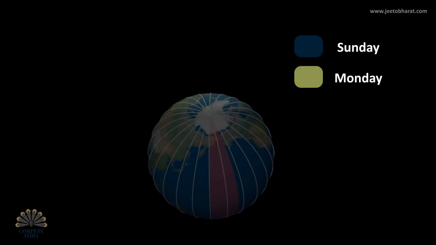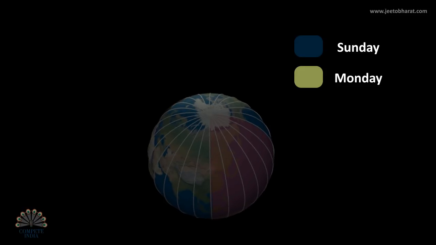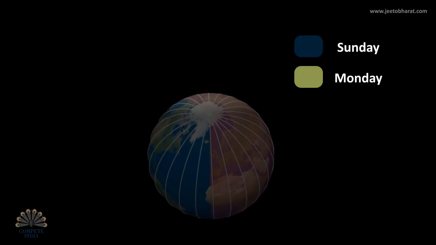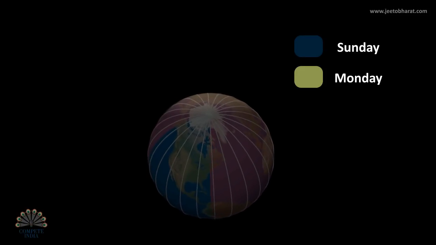Let us assume the new day on the tiny slice is Monday. As each hour passes, Monday gets larger and Sunday gets smaller. This is how the days start and end at various places on the earth.